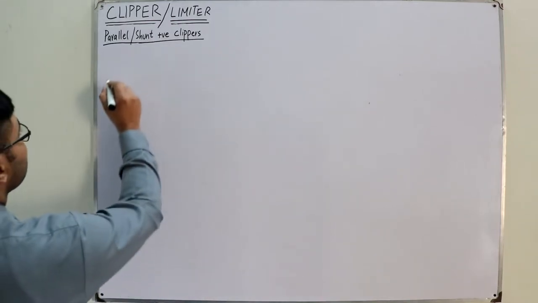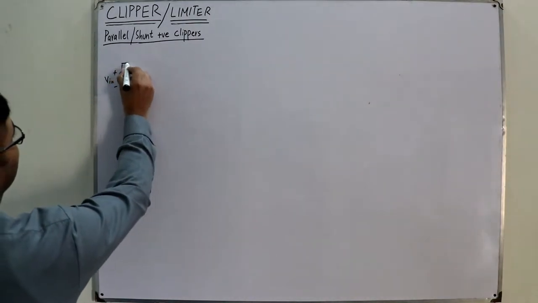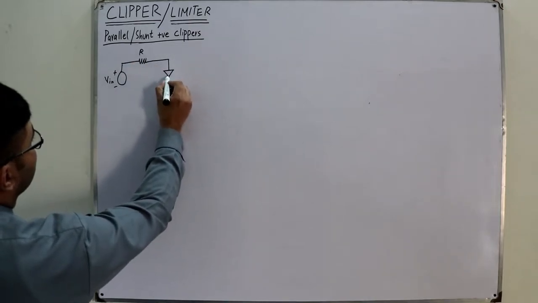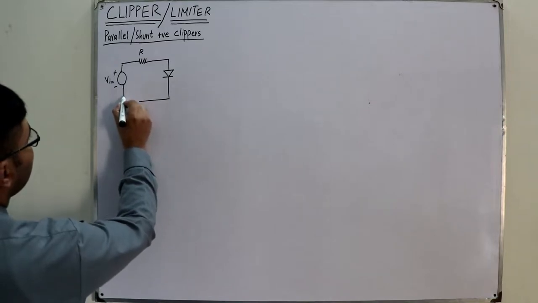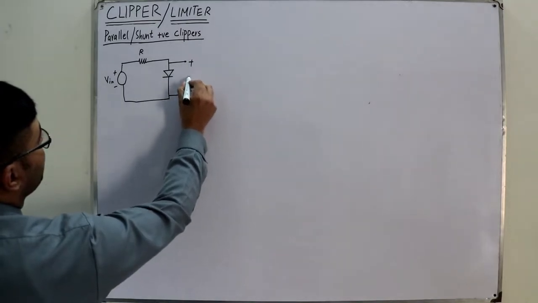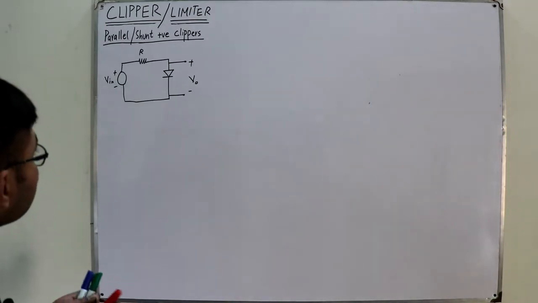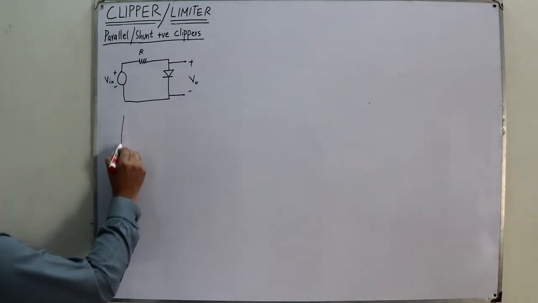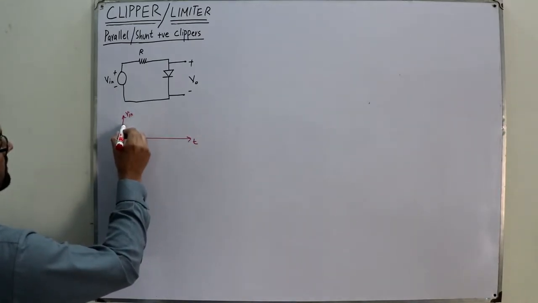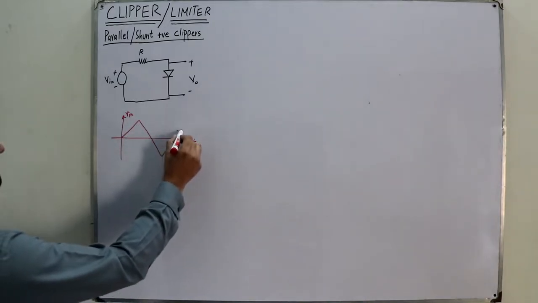So anyway, let us start with the basic circuit. The first, the plus minus V input, a current limiting resistor R, and then you have a diode connected. The output is directly taken across these terminals, plus minus V output. So the simplest case of all, what would be the thing? Let's say if we have a sinusoidal input, or a square wave, or let's say a triangular wave, whatever you want it to be. So this is a periodic wave, would repeat, right?